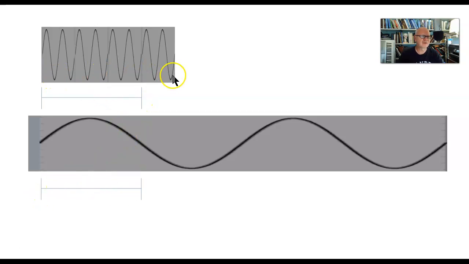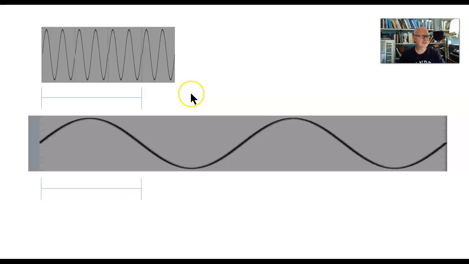Now here I have a high frequency wave, and here I have a low frequency wave. We've got, well, let's count them here. 1 cycle, 2 cycles, 3 cycles, 4 cycles, 5 cycles, 6 cycles. I've got 6 cycles in this second. So this is 6 cycles per second. This is not even one. This is about a half of a cycle in that same second.